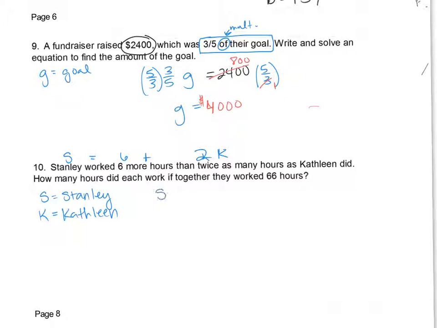So Stanley worked, so we could say S equals 6 more than twice as many hours as Kathleen. So one equation we can use is S equals 6 plus 2 times Kathleen. But then it says how many did each work if they worked together? They worked 66 hours. So for that equation we have to add Stanley's hours plus Kathleen's hours. And we know that that's going to total 66.